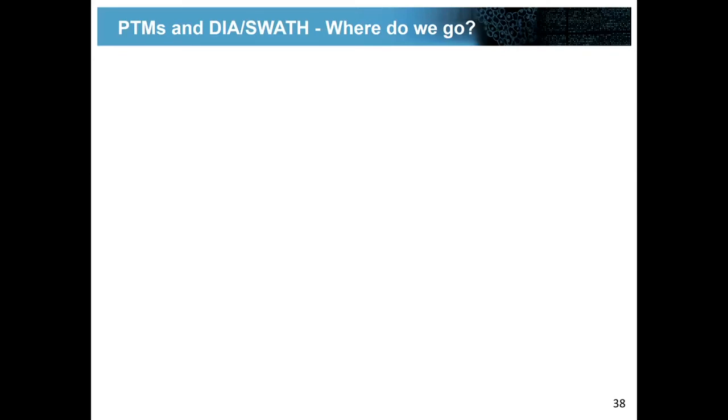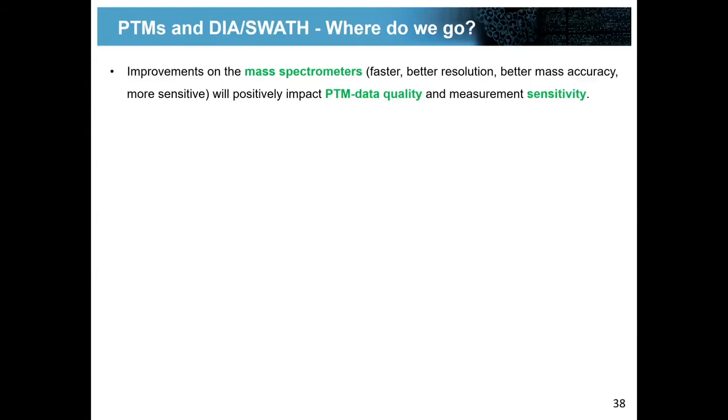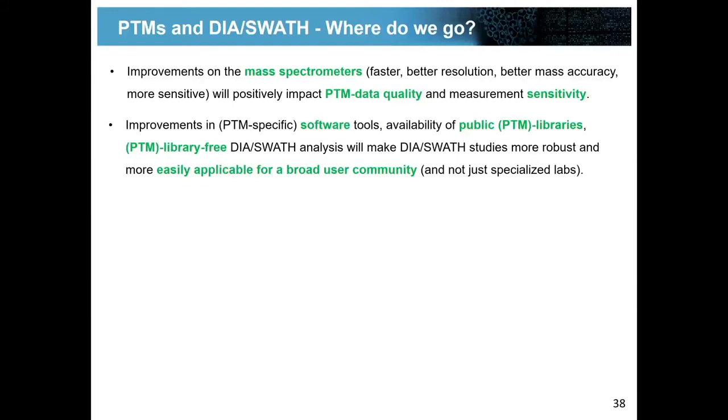So on this slide, I just try to summarize: where do we go? What will be the future? And I guess what for sure will be the future is that our mass spectrometers will further improve, being faster, better, more accurate, more sensitive, and this will of course all have an impact on the PTM data quality and will make our measurements more sensitive and hopefully more accurate. This is for sure going to happen.